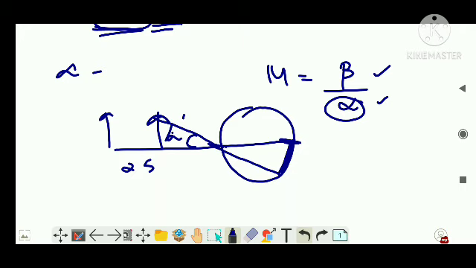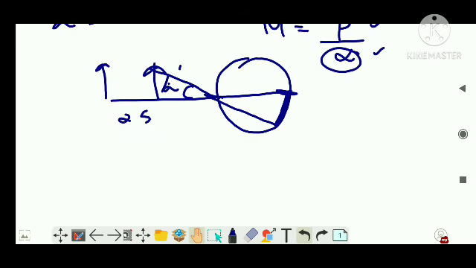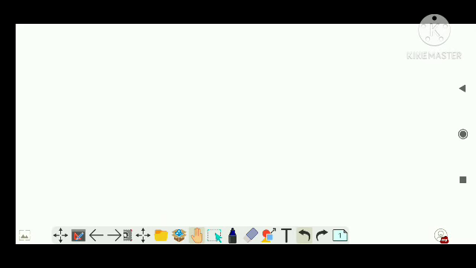Clear? Now the angle subtended by that object on the eye is alpha. This much is clear when it is at 25 centimeters. Now if a microscope is used, it enlarges the object's image, so that image will be subtending an angle on your eye, that is beta.